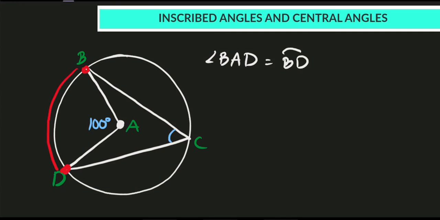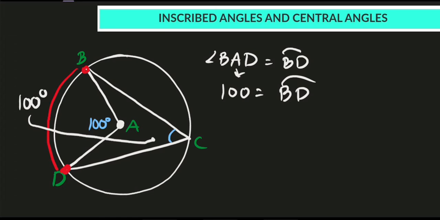Since according to our central angle, the value of BAD is 100 degrees, automatically that is equal to arc BD. Right? So, since arc BD is 100 degrees, we need to divide this value by 2 for the value of angle C. So, let's divide this 100 degrees by 2.